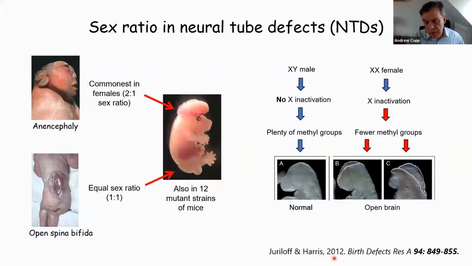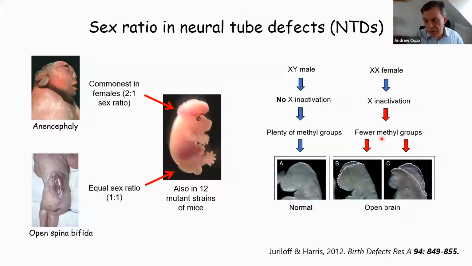Juriloff and Harris back in 2012 proposed an X inactivation model, and it's never been tested until now. So we're just testing this at the moment. XY males, of course, do not undergo X inactivation. They have a single X, and they want that to be active. XX females undergo an inactivation of one of their X chromosomes, chosen randomly within the embryonic structure itself.